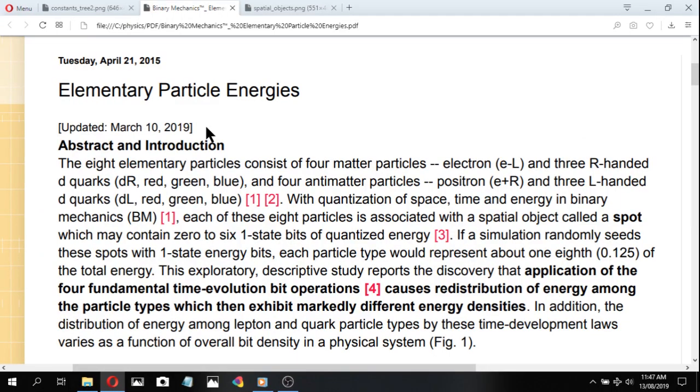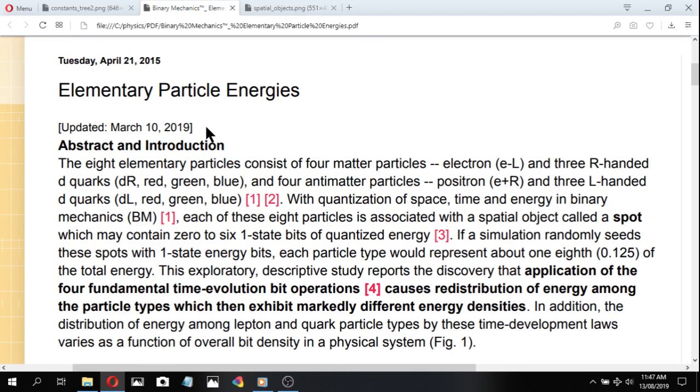The 8 elementary particles consist of 4 matter particles, the electron and 3 right-handed d quarks or down quarks, and 4 antimatter particles, the positron and 3 left-handed d quarks, denoted by dl. With quantization of space-time and energy in binary mechanics, each of these 8 particles is associated with a spatial object called a spot, which may contain 0 to 6 one-state bits of quantized energy.